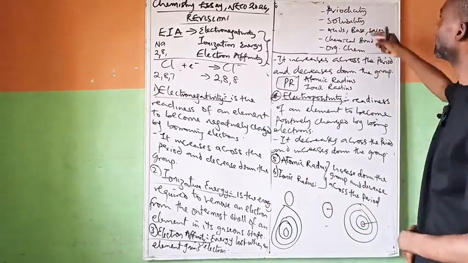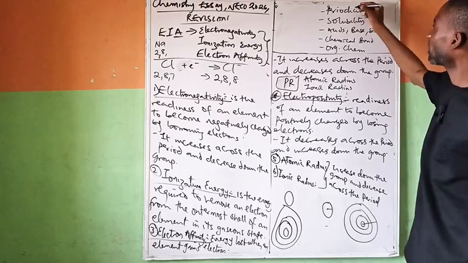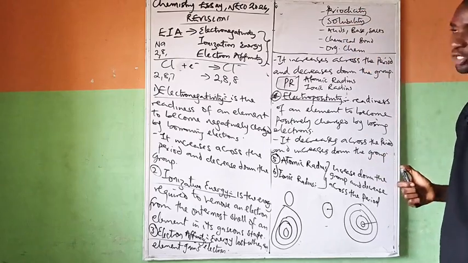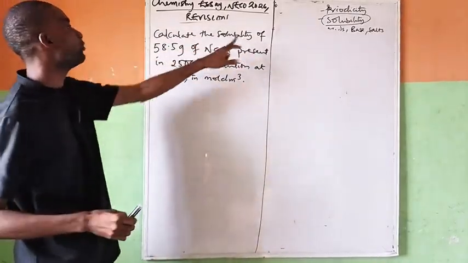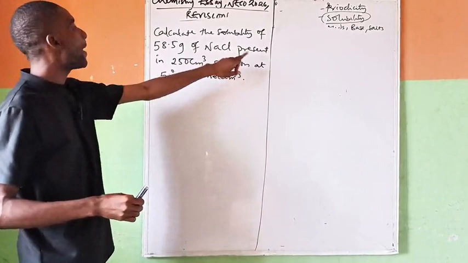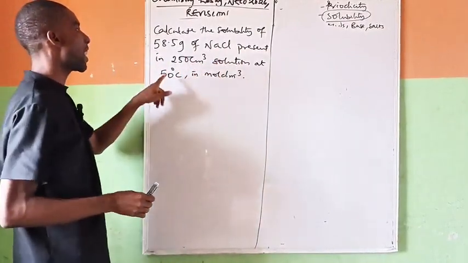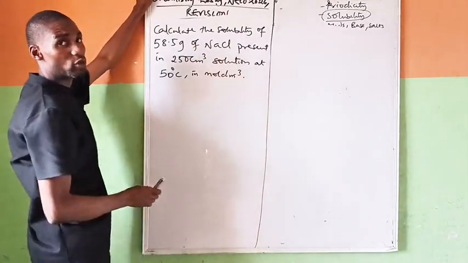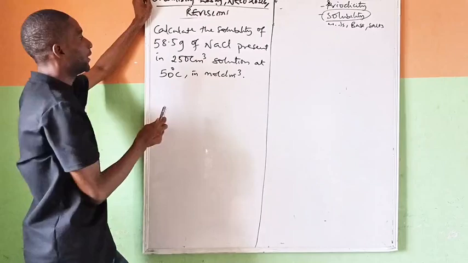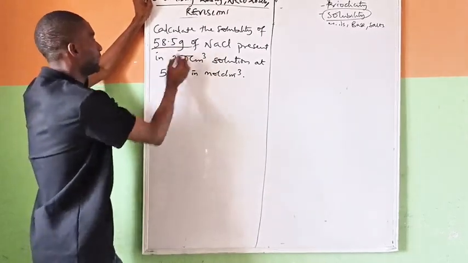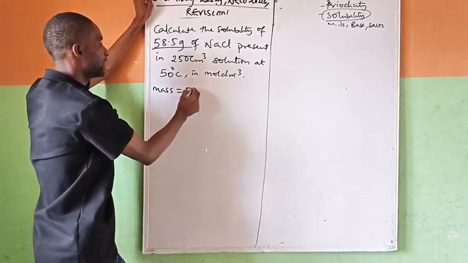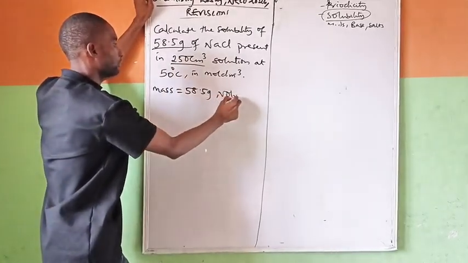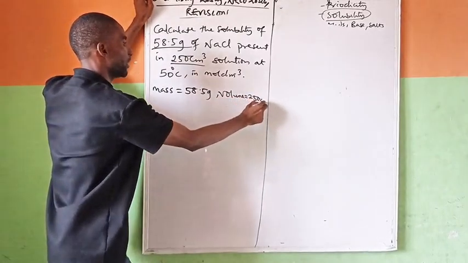Now, we have discussed periodicity. Let's quickly talk about a shortcut formula that you can use to calculate your solubility, and then we continue. This question says calculate the solubility of 58.5 grams of sodium chloride present in 250 cm cube solution at 50 degrees Celsius in mole per dm cube. So what are the parameters given? The mass given is 58.5 grams. Then the volume is 250 cm cube.